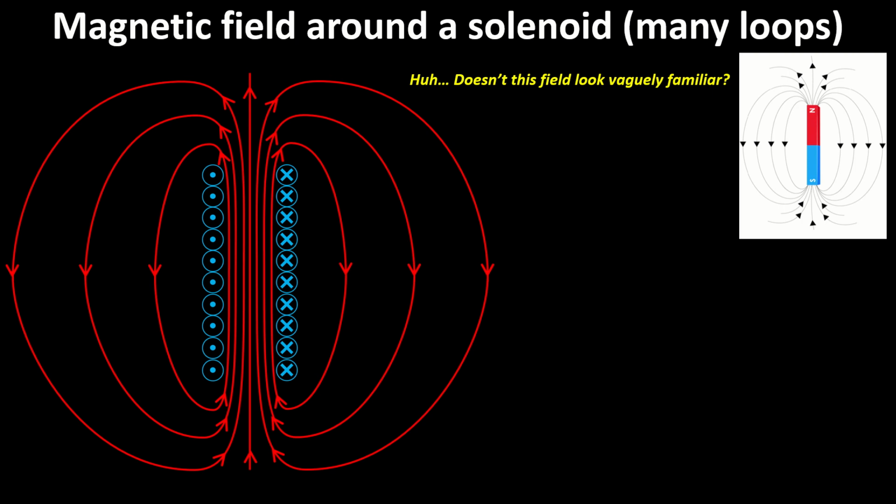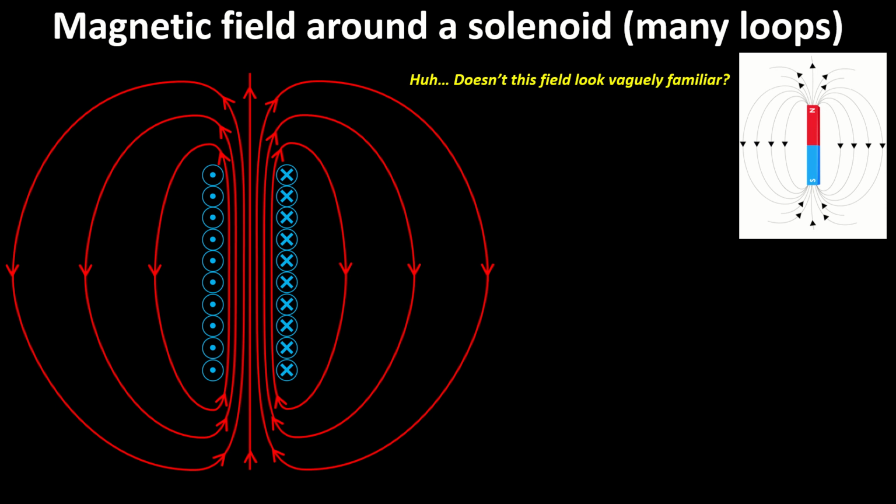magnet looks like. Okay. The only difference with this is that you can actually access the magnetic field inside the solenoid. You can't access the magnetic field inside the bar magnet because it's solid. The magnetic field is there, but you can't sort of get to it.